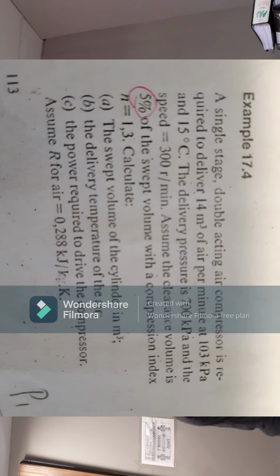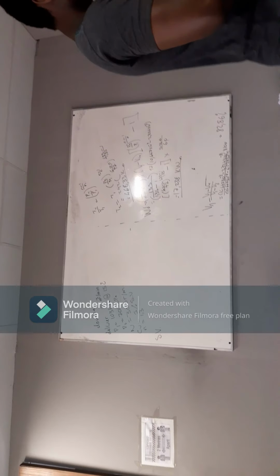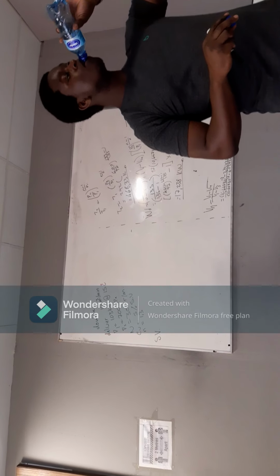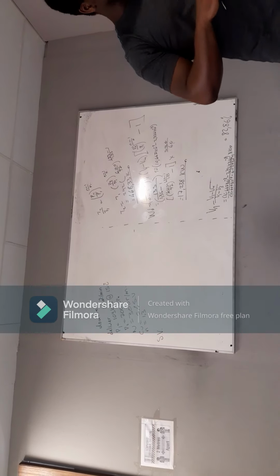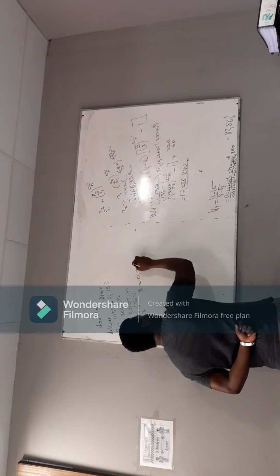Calculate the delivery temperature of the air and the power required to drive the compressor. Assume R for air is equal to 0.288 kilojoules per kg Kelvin. Let's look at this question for a little bit. This question has introduced the value of R, right?